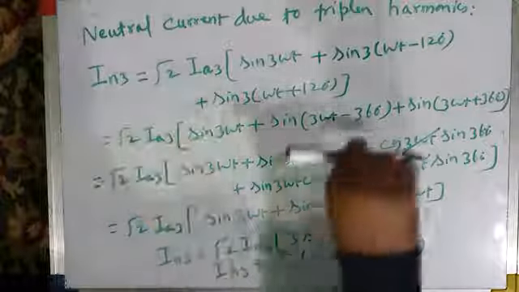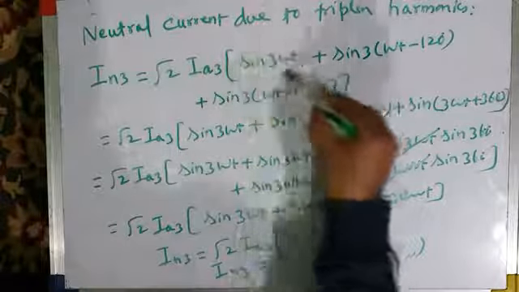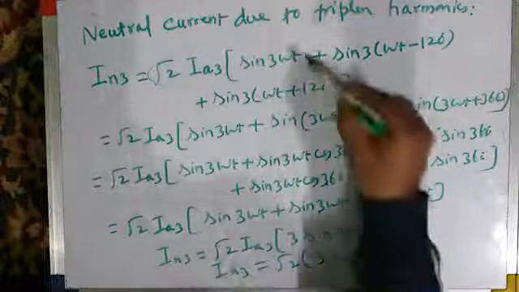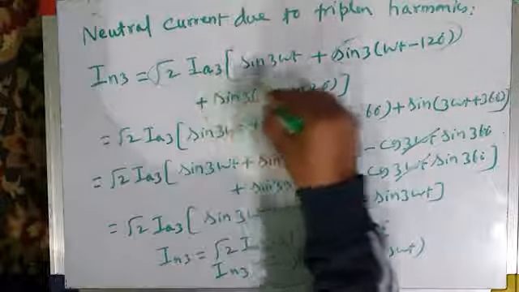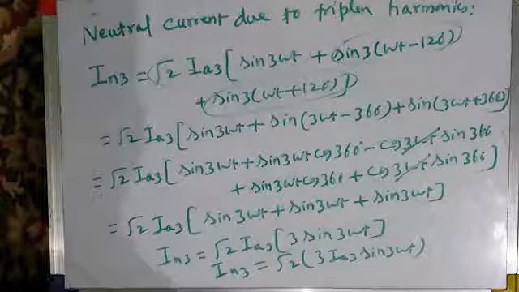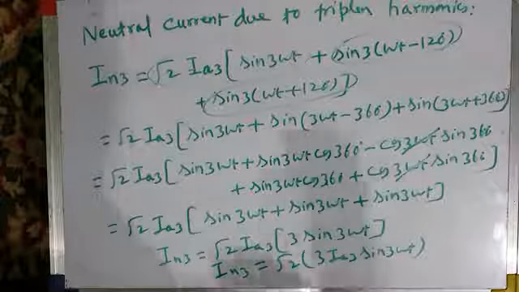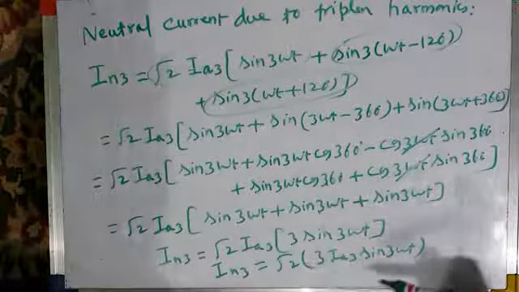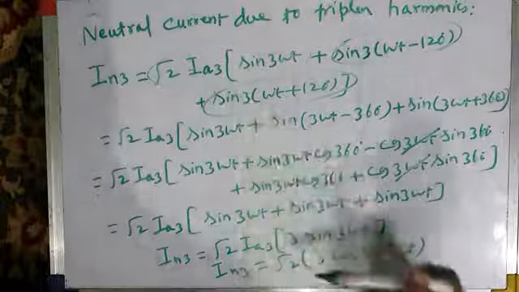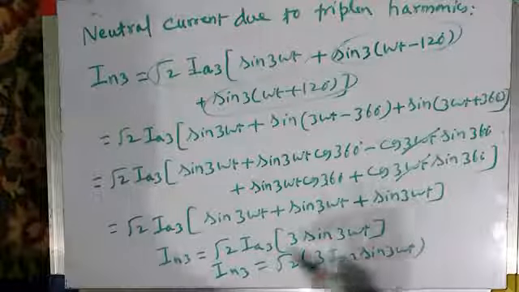It flows in the lines. This is the third harmonic component of current which flows in line A. This is the third harmonic component of current which flows in line B. And this is the third harmonic component of current which flows in line C. And when you add them up, that becomes the neutral current. So this third harmonic component of current flows in the neutral wire also.